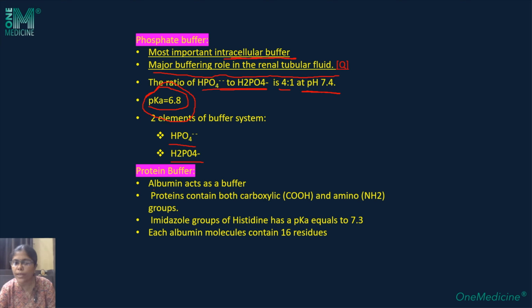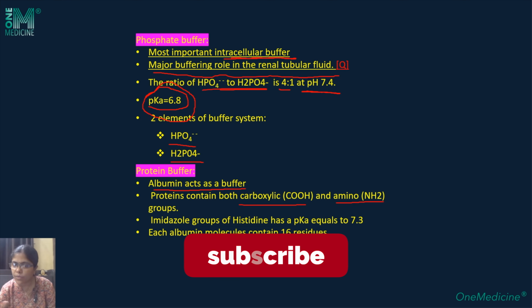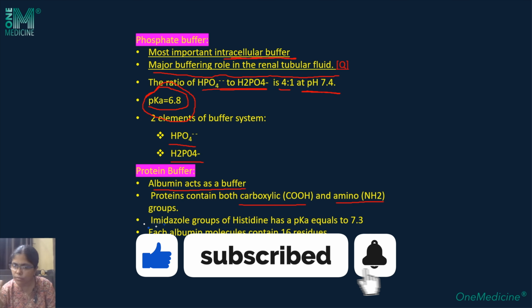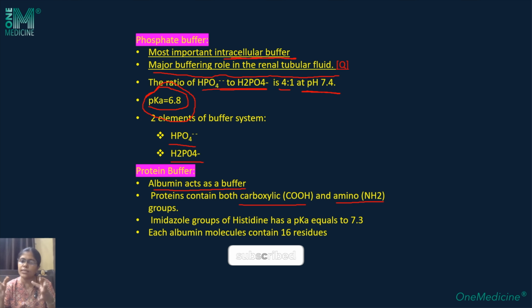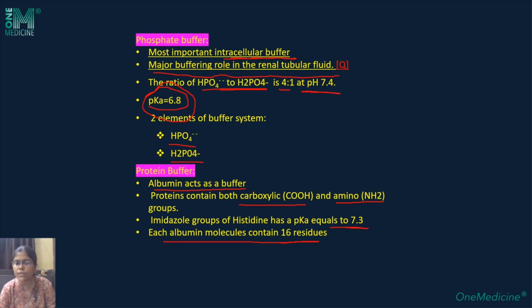Protein buffer: albumin acts as a buffer. Proteins are polymers of amino acids that are linked by peptide bonds. So protein contains both carboxylic acid and amino groups. Clear? These groups may exist as NH3 plus, or they may act as COO minus. The imidazole group of the histidine residue, which is present in the albumin, has a pK equal to 7.3. Each albumin contains 16 residues. Because of this histidine group, albumin shows buffering capacity.